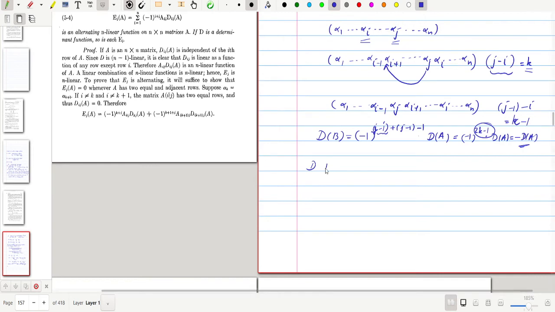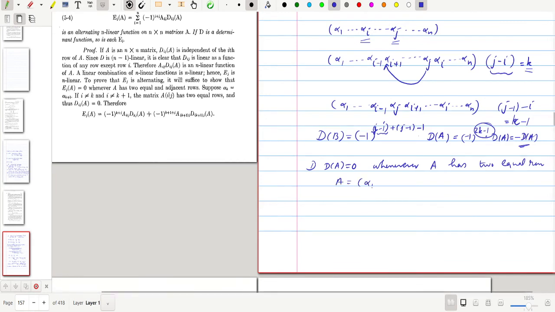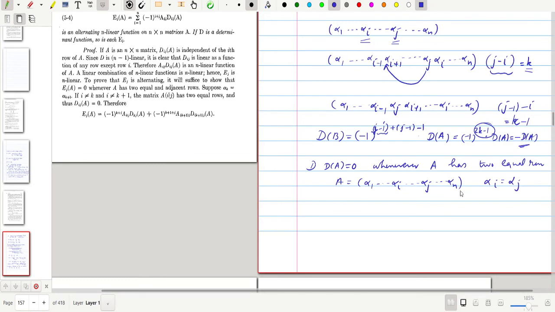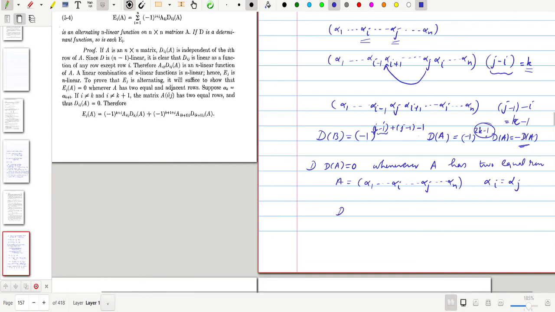The first result states that d of a is equal to 0 whenever a has two equal rows. So suppose we have a equal to alpha 1 etc alpha i etc alpha j etc alpha n. Suppose alpha i is equal to alpha j. Our assumption is this a has two equal rows, say ith and jth row. Okay, if these ith and jth rows are equal, and if they are adjacent, then we are done. Otherwise we can get this d of alpha 1 etc alpha i alpha j etc alpha j minus 1 alpha j plus 1 etc alpha n.